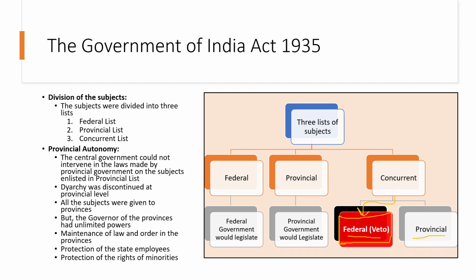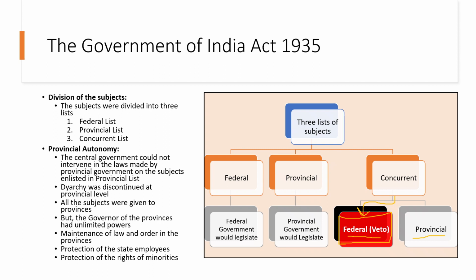So in the Government of India Act 1935, provinces were given autonomy. In Urdu, we call it Subai Khud Mukhtari. So this was Subai Khud Mukhtari, and it was provincial autonomy. It says that the central government could not intervene in the laws made by the provincial government on the subjects enlisted in the provincial list. Provinces were given a list that was called the provincial list, and now provinces were allowed and free to legislate on these subjects.